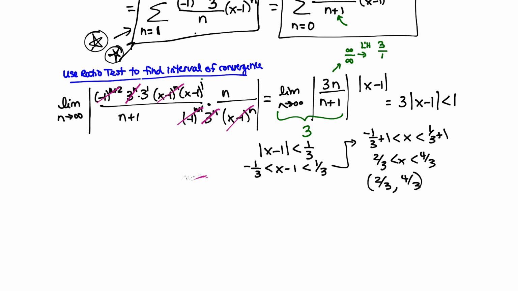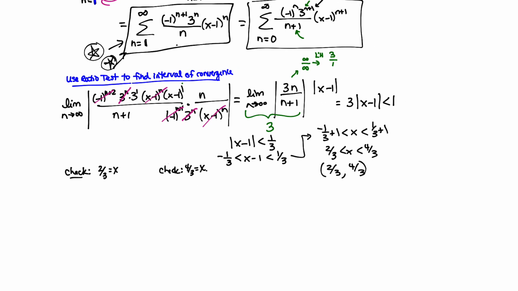But then you have to check your endpoints, okay? Check your endpoints because this interval is a finite interval. So you're going to need to check what happens at 2/3, what happens at 4/3. So at 2/3. But I'm going to stop and walk and make sure.